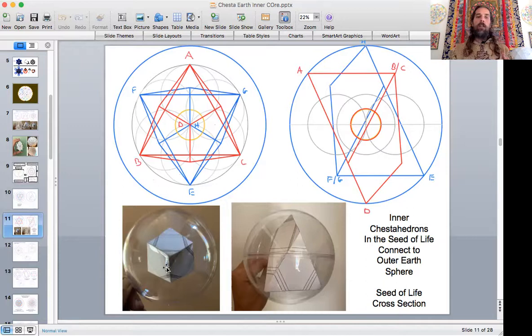Here's what it looks like. Once I turn the Chestahedron on its side, magically, now we can see that that is actually contacting the sphere that the Chestahedrons are contained in. So that's actually a point on the surface of the Earth, and this is exactly what Frank did. And we can do that off of the seed of life. These circles inside this are kind of like the seed of life in cross section. You try and visualize this.